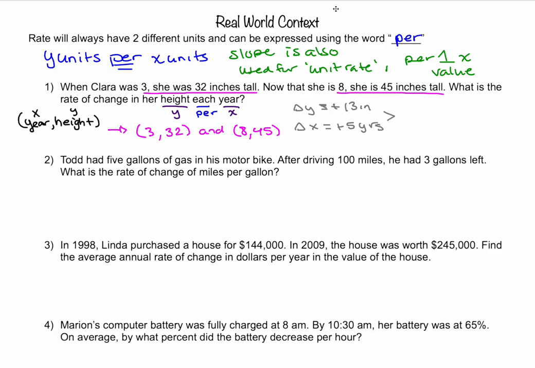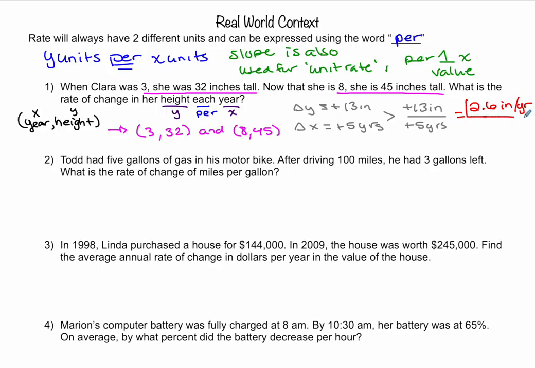So together, our change in y divided by change in x is positive 13 inches divided by positive 5 years. Notice I am still using my units. So going back to unit rate, we know that in 5 years she grew 13 inches. But on average, what was her increase in height per 1 year, which is what the unit rate is. If we were to simplify this, in real world context, we can use decimal values. If we simplify 13 divided by 5, we would get 2.6 inches per year.